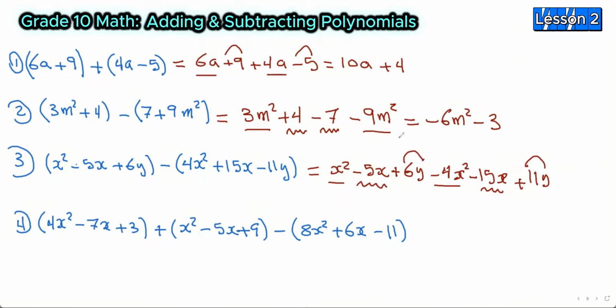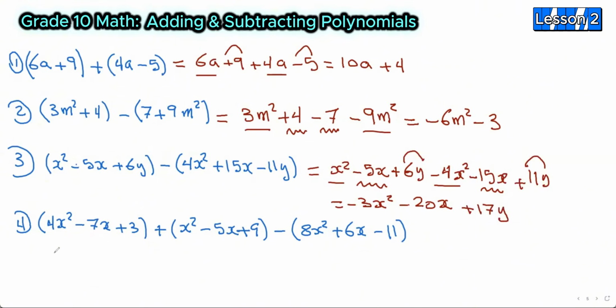So 1x squared jump over minus 4x squared gives me negative 3x squared. And then we have the negative 5x jump over minus 15x. That's going to give me negative 20x. And then the 6y jump over plus 11y. That gives me plus 17y. Let's go to the next question.